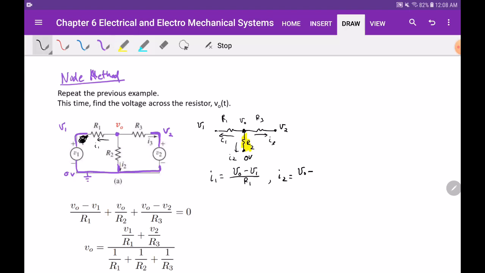0 volt divided by R2. And same thing, what is I3? I3 is equal to V out minus V2.